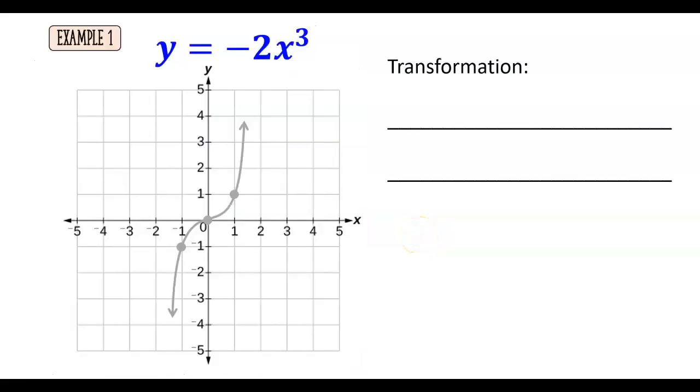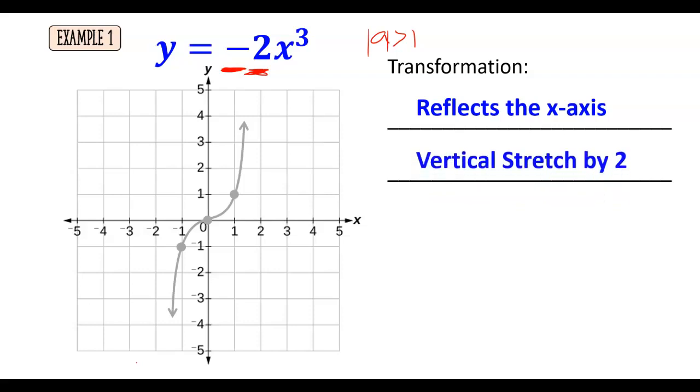Let's get to it. Okay, so negative 2x cubed. First thing I see is this negative. And we just talked about how negative means it reflects across the x-axis. Okay, write that down. And then the 2, since it's greater than 1, that means it is a vertical what? Stretch. So it's a reflect across the x-axis, and then write this down. A vertical stretch by 2.